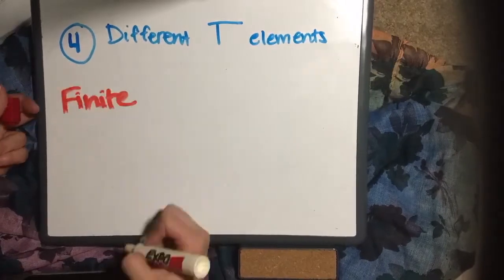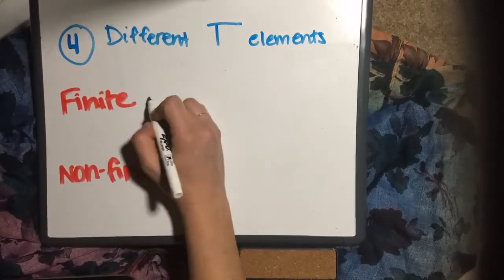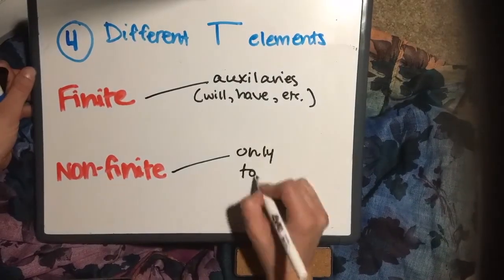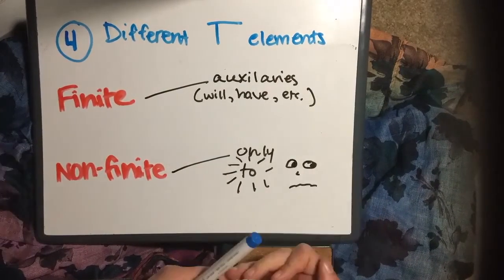Another way you can tell is by looking at the T elements. Finite clauses take most auxiliaries, while non-finite clauses will only take two. Sad and lonely two.